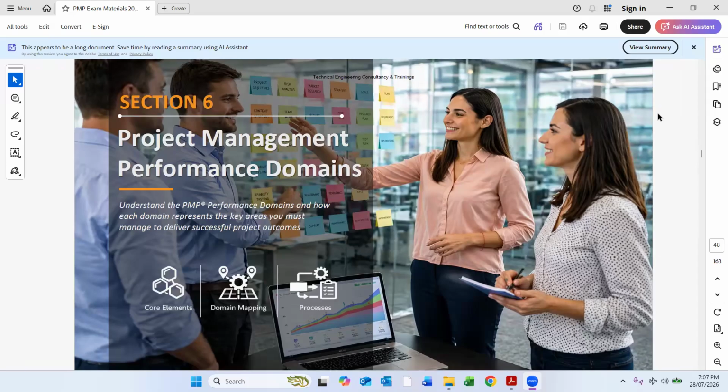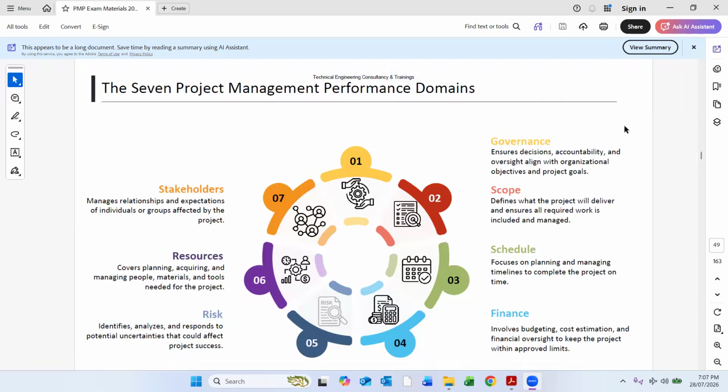So today we will be discussing section 6, project management performance domains. Actually in project performance domains, we have areas like governance, scope, schedule, finance, risk, resources, stakeholders. So first thing that comes in the domains is governance. In governance, there are decisions, there is accountability, and there is overall alignment with the organizational goals.